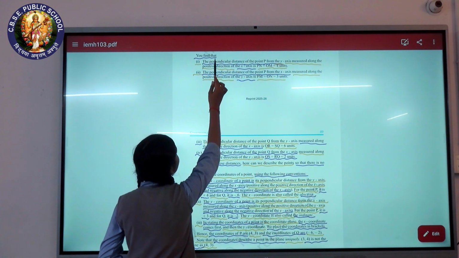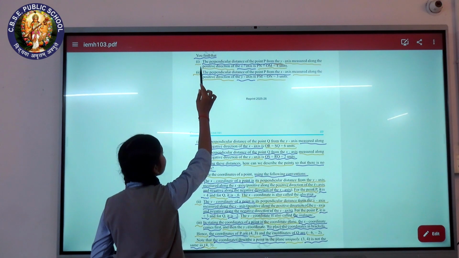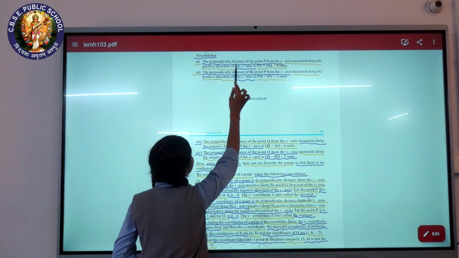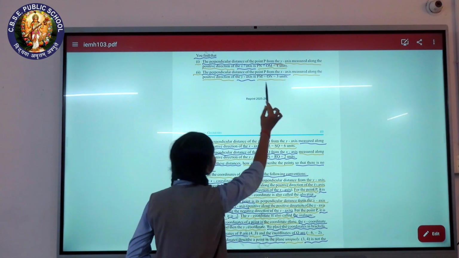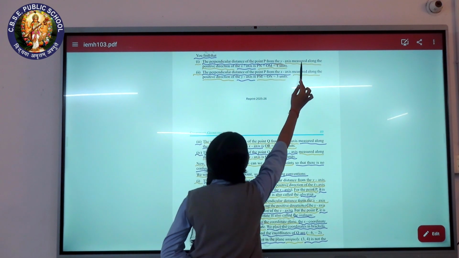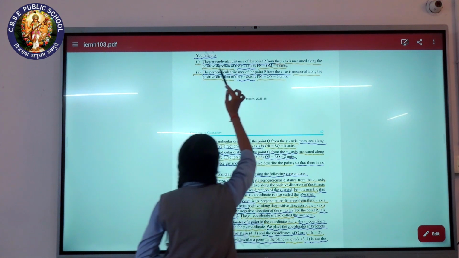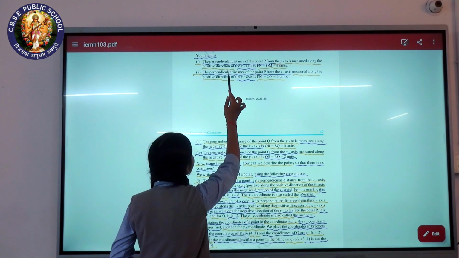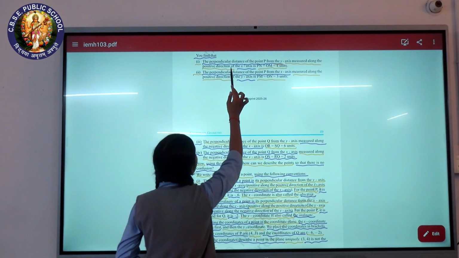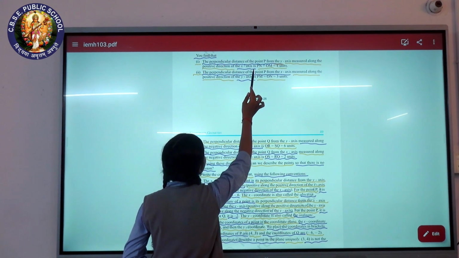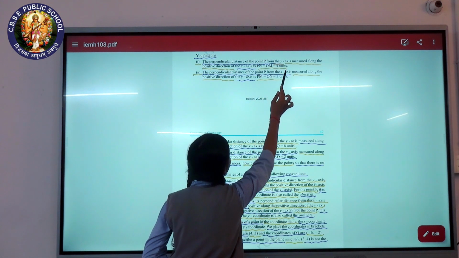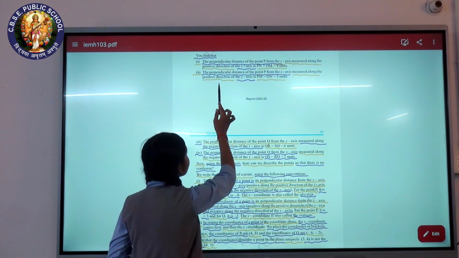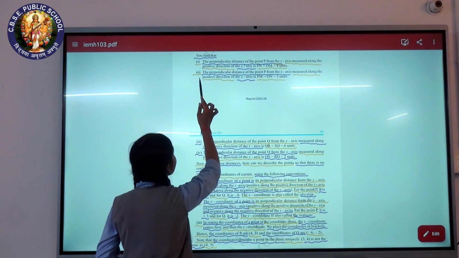You find that, first, the perpendicular distance of the point P from the y-axis, measured along the positive direction of the x-axis, is PM equal to OM equal to 4 units.